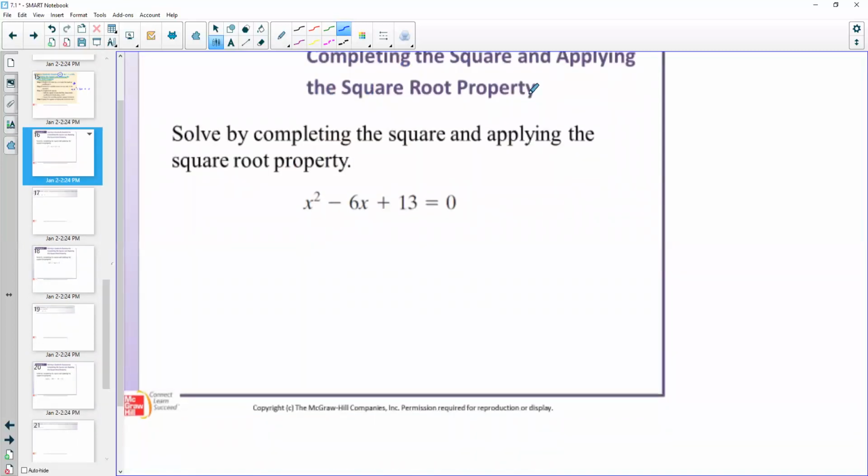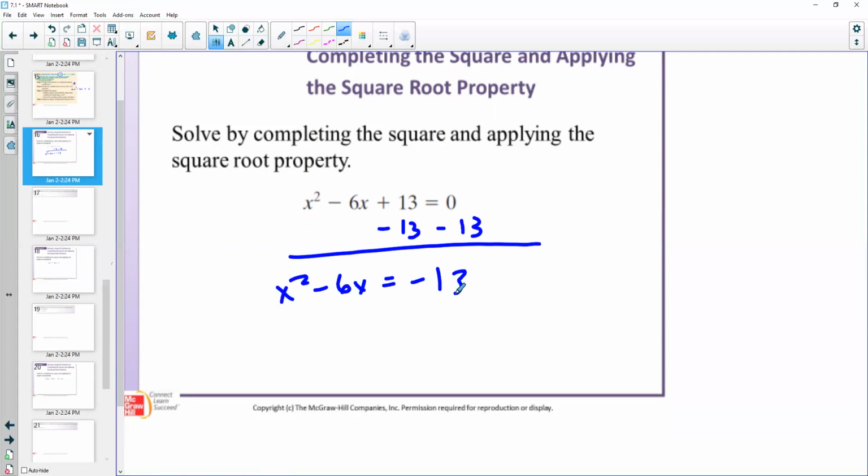So the first thing is, I'm going to look at this and see there's no real way to factor this. And there's no real way to just get x squared on one side and no x's on the other, so I have to do something else. Fine, I'm going to complete the square. There's no number in front of x squared, so I don't have to worry about that step. I'm going to move the 13 to the right. X squared minus 6x equals negative 13.